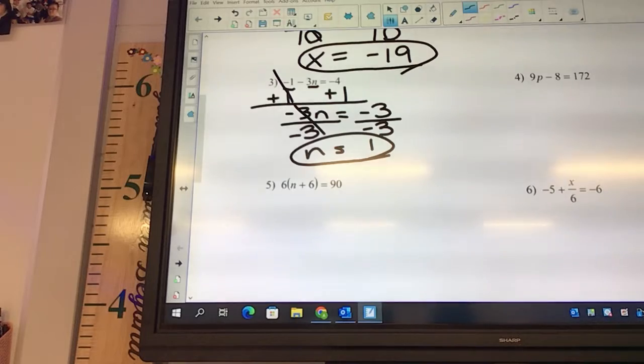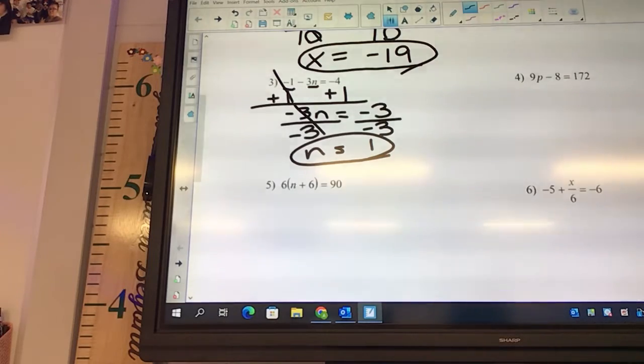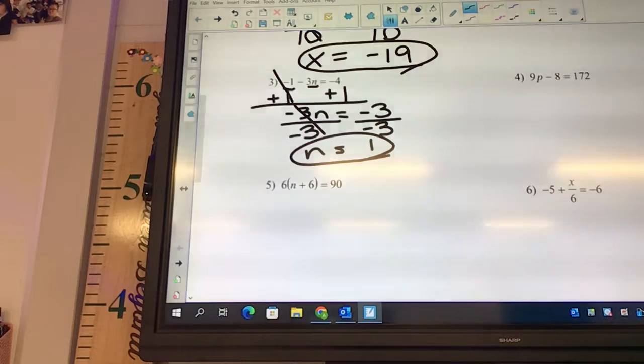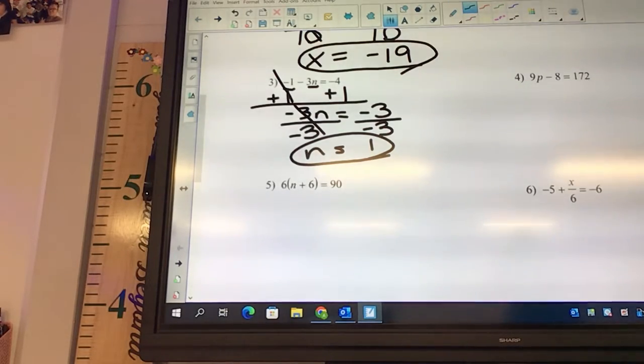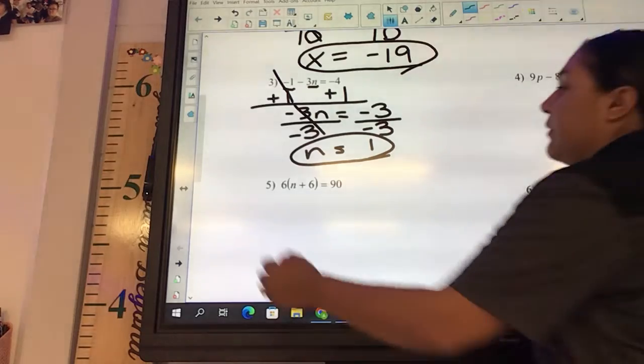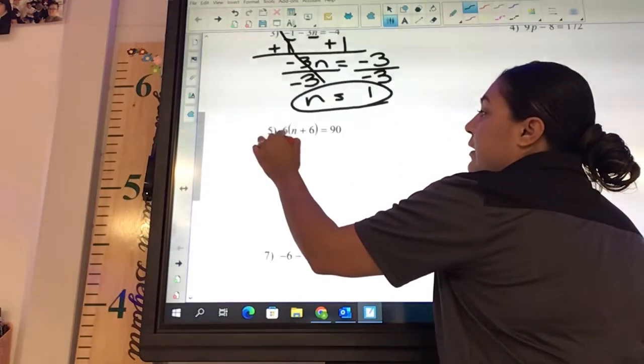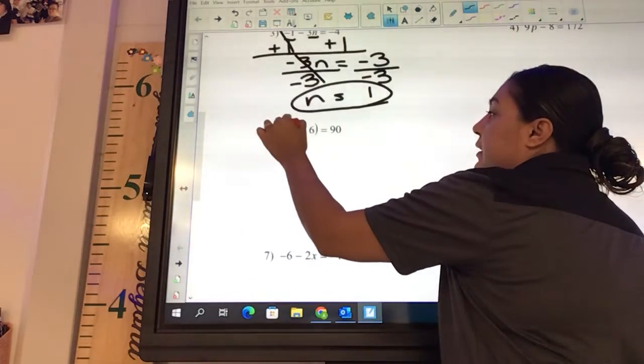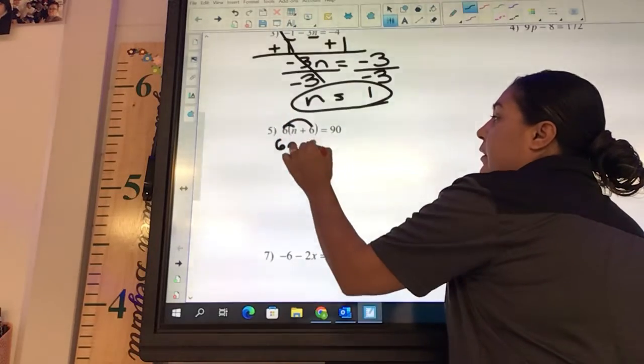Okay, number 5. Okay, it is in a straight line. However, we have parentheses. So what needs done? What's that word called? Distribute. Distribute, okay? And that means multiply. So what is 6 times n? 6n. And then 6 times 6? 36.